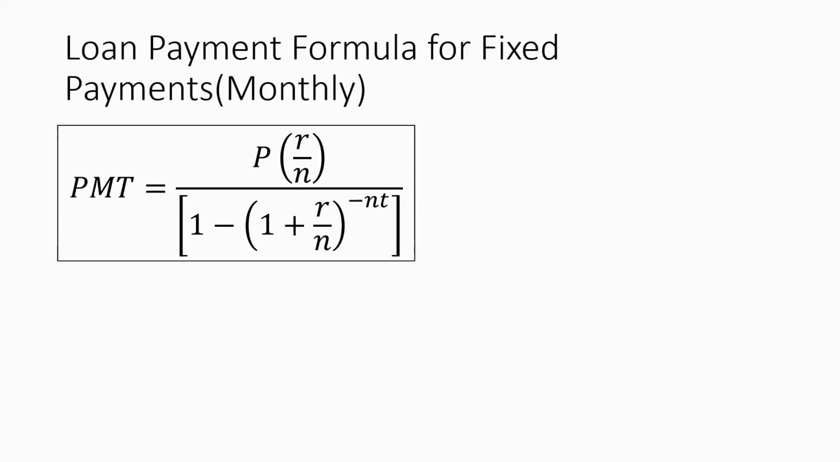Now, loan payments for a fixed amount, loan payment formula for fixed payments, and this is monthly, because that's quite often what a car payment is. When you have a car loan, you are going to be paying a monthly amount. Maybe you have a weird agreement with a used car dealer, but in general, if you're working through a regular dealership, you're going to have monthly payments.